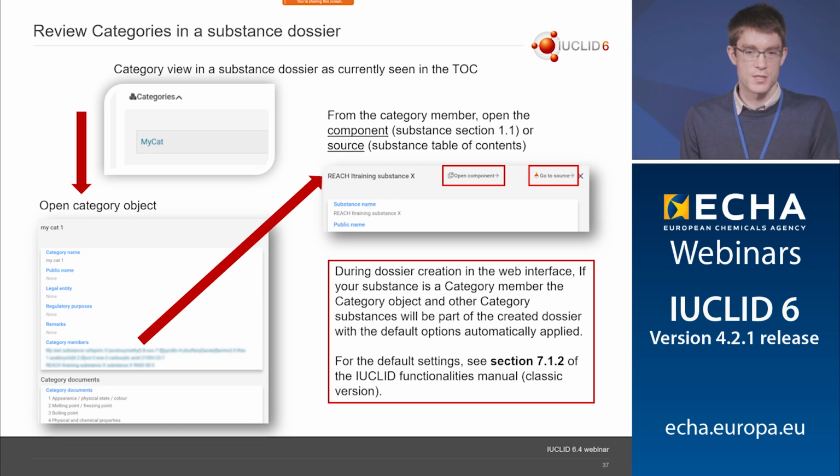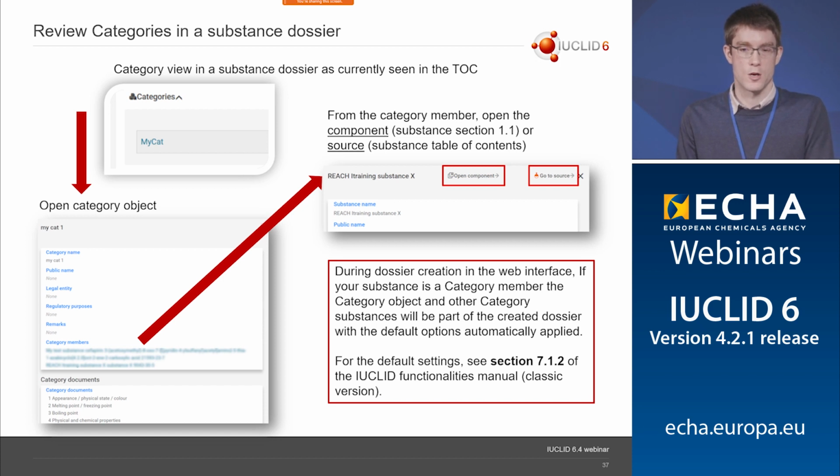In this version of Euclid 6.4, you can also review categories as part of a substance dossier. In the substance dossier, you will see under the categories header the name of the category that substance belongs to. If you open the category, you will see then what we call the category object, which is a set of information describing the category. You can then also, as in the screenshot there, actually go into the different substances which are members of that category, and actually open those substances directly from a sliding window.